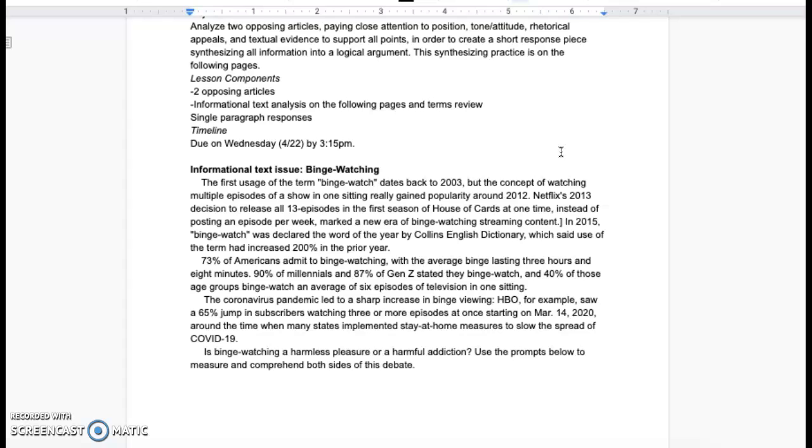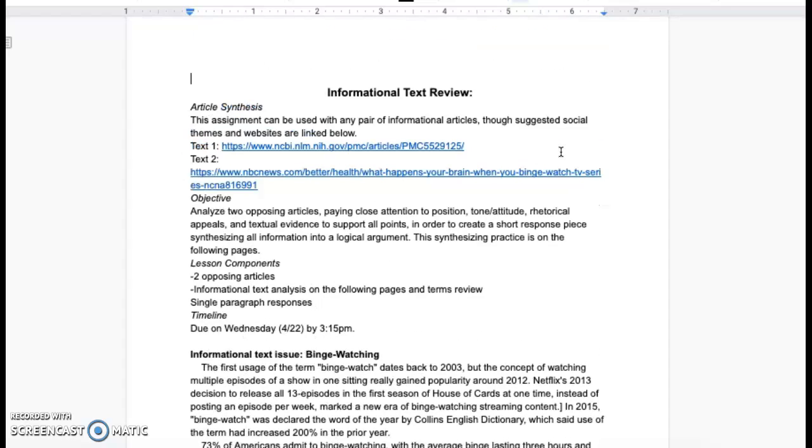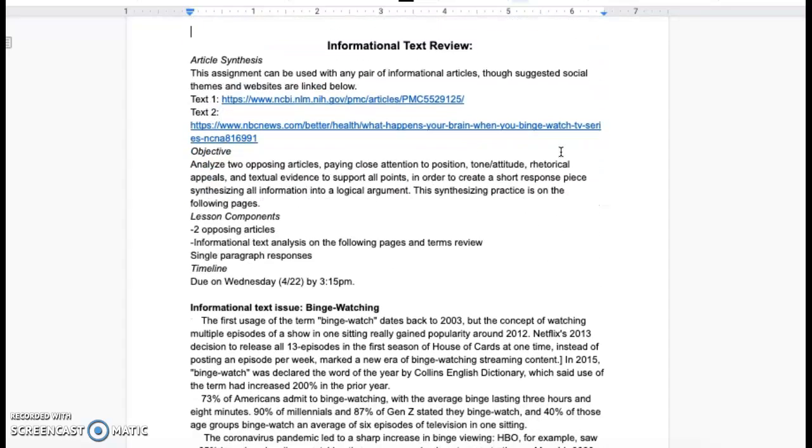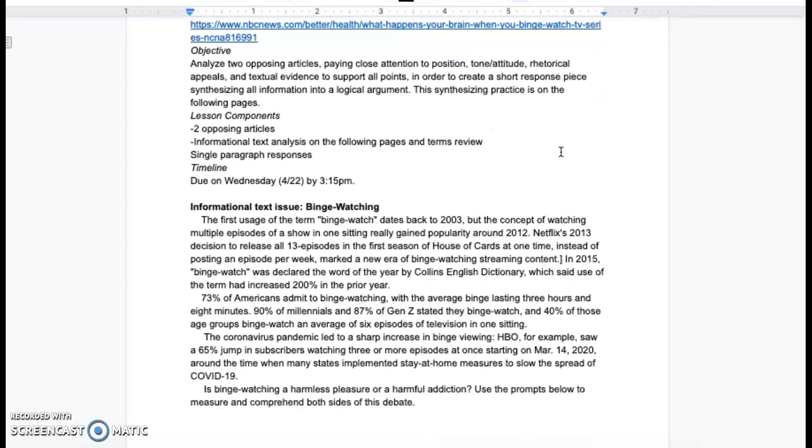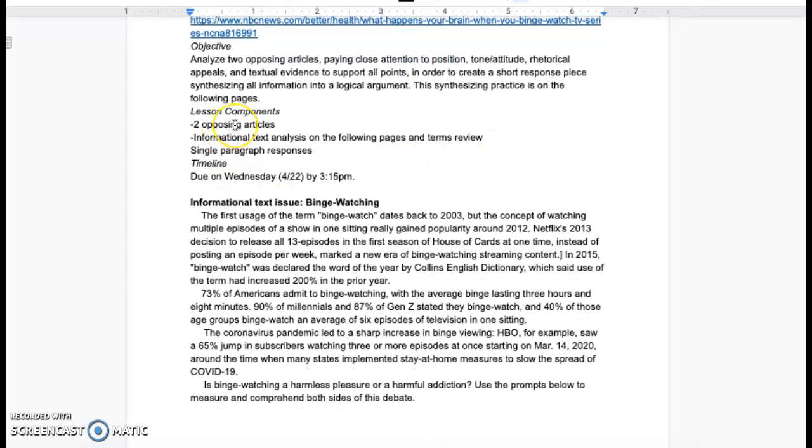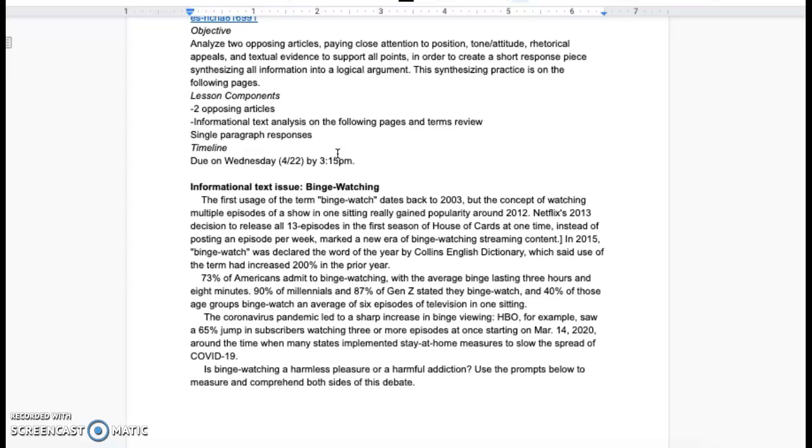So this is a multi-page assignment, and it's going to be a little bit tough to follow. That's why there's all this information out here. So this first page is really introduction, right? Introducing the information. You have the link to opposing articles, informational text analysis, which is on the next page, and then single paragraph responses that I expect from each question.